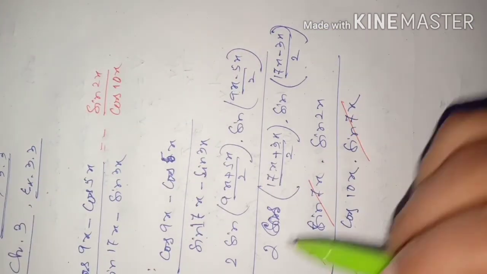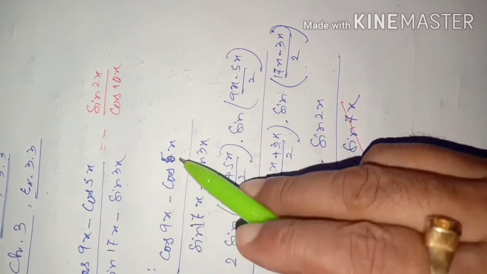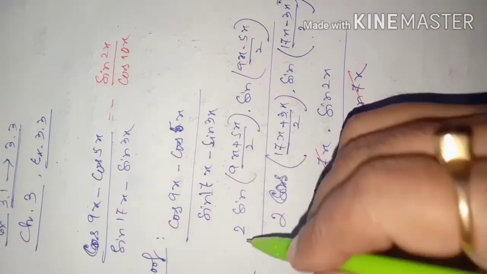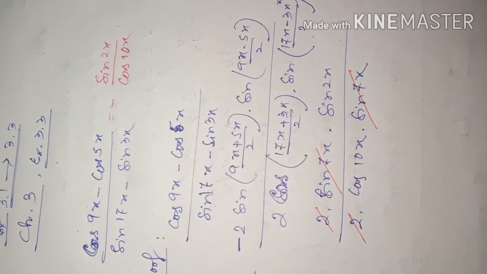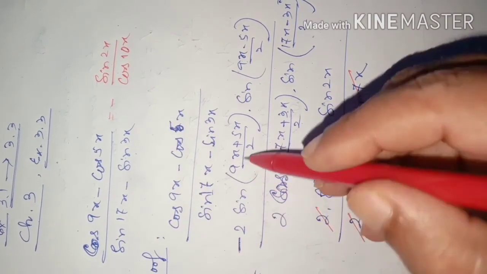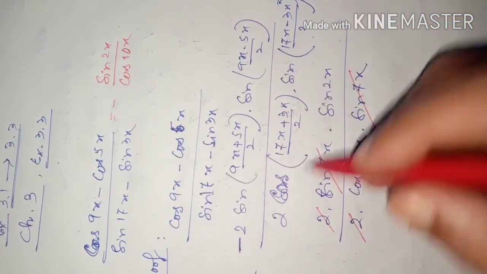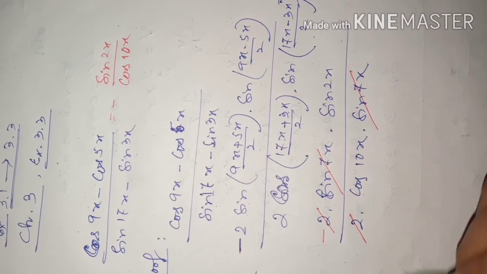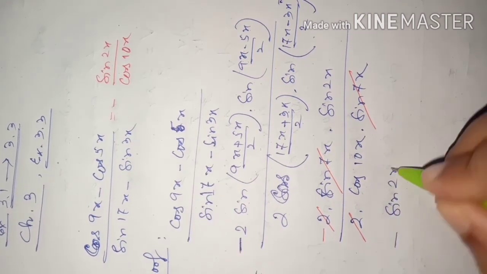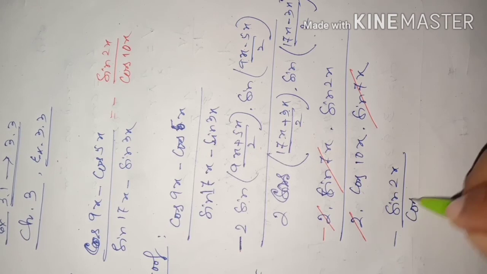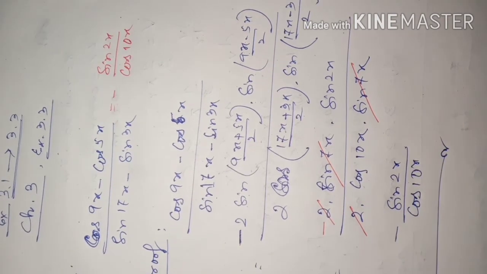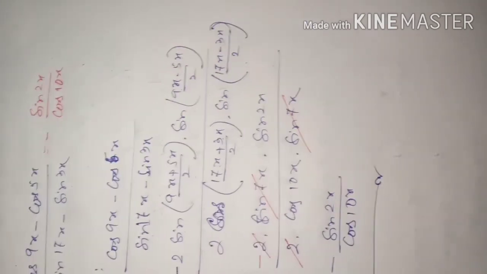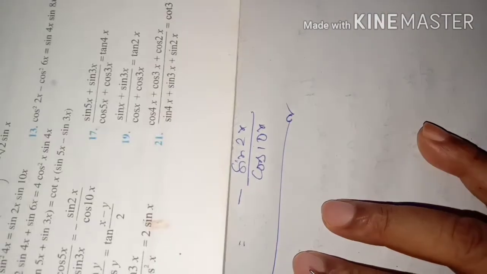Sin 2x, or dear students, we made a mistake here, because cos a minus cos b is equal to minus 2 times sin of (a plus b) by 2 into sin of (a minus b) by 2. We forgot the minus sign here. The remaining things are fine. So the result will be minus sin 2x by cos 10x. This is our answer. You see that the identities we need to keep in mind, otherwise if we forget the identities, we will make small mistakes like this.